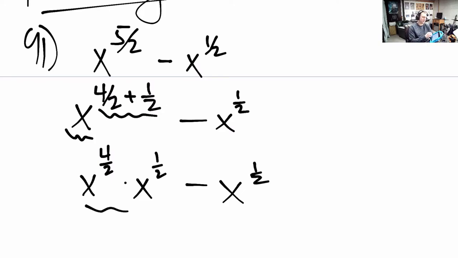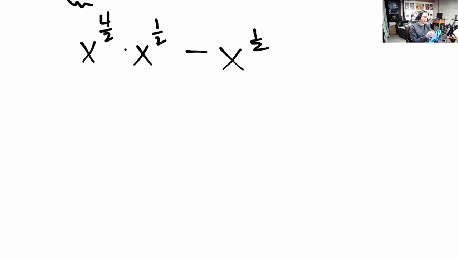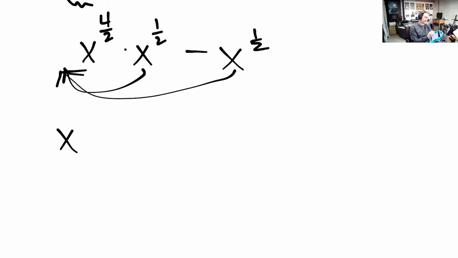If you multiply two things together that have the same base, you can write it as that base raised to the sum of the powers. Now this looks a little nicer because we've got two terms and both of them have a common factor. So we can do this thing, which is the reverse of the distributive action. We can undistribute that because it's in both terms.